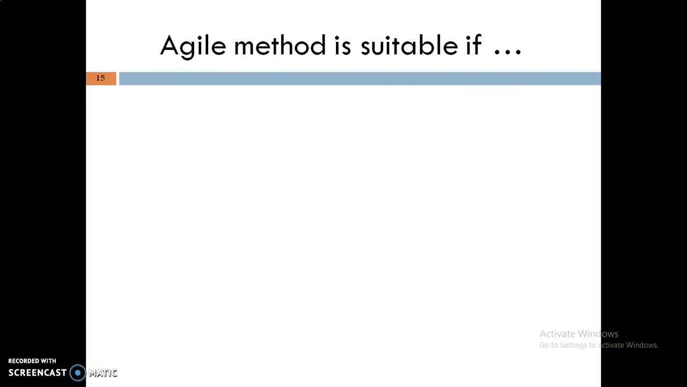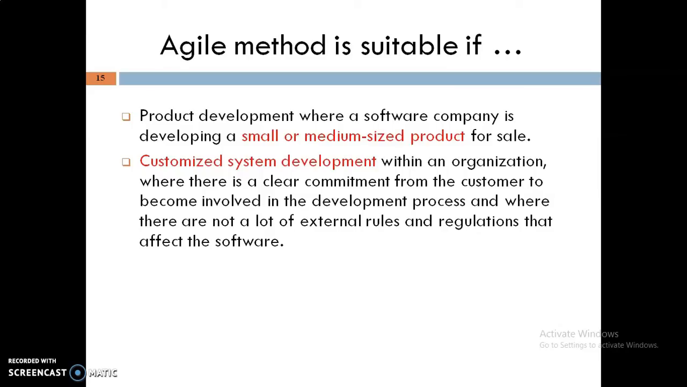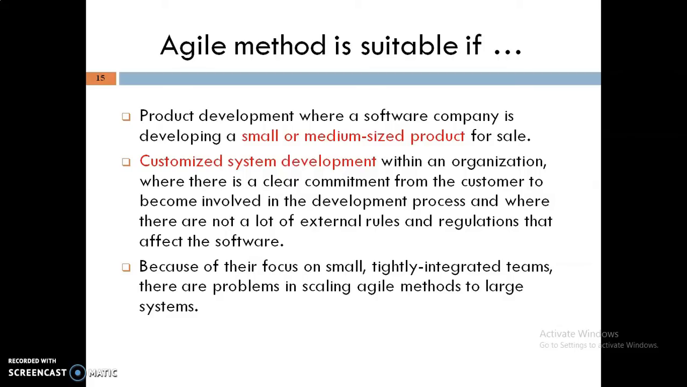Agile methods are suitable for small and medium-sized product development by smaller teams. This is based on customized software development in the organization. For customized software development, we can use agile methods, which are more suitable, and there should not be a lot of external rules and regulations that affect the software development. Because of the focus on small, tightly integrated teams, there are problems in scaling agile methods to larger systems.